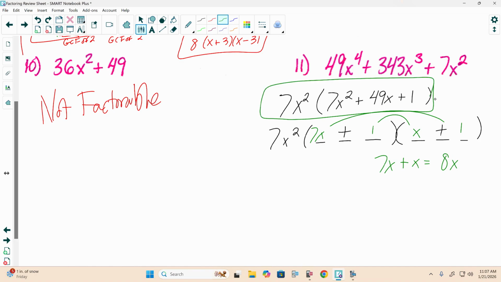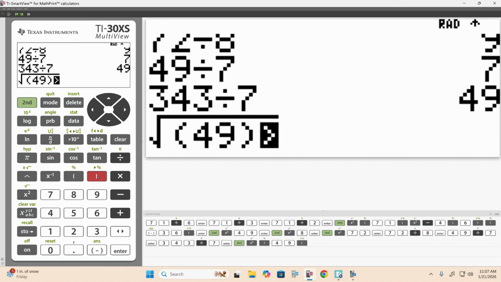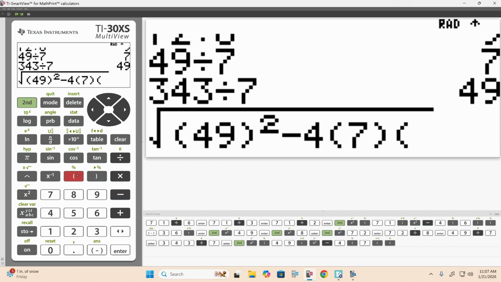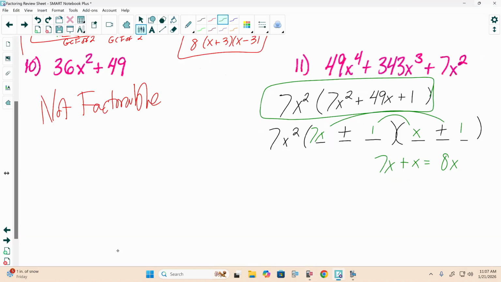So that's it. Now I can check it and make sure. Our square root of b squared minus 4 times 7 times 1 gives a non-repeating, non-terminating decimal. So it's also telling us it doesn't work. If that had been plus 7 instead of, no, that still wouldn't work. It had to have been 50, but we get this here. Questions on number 11?